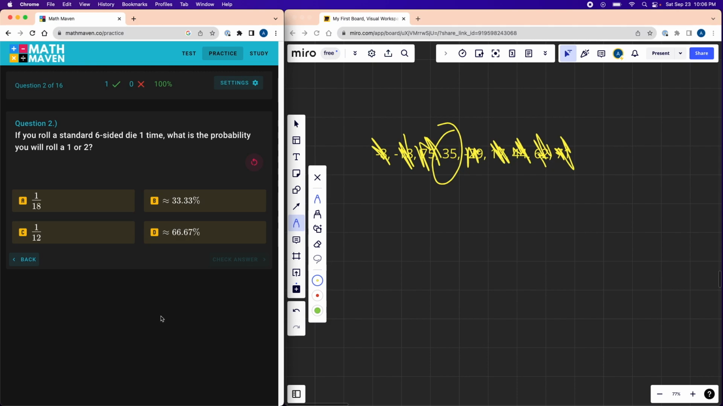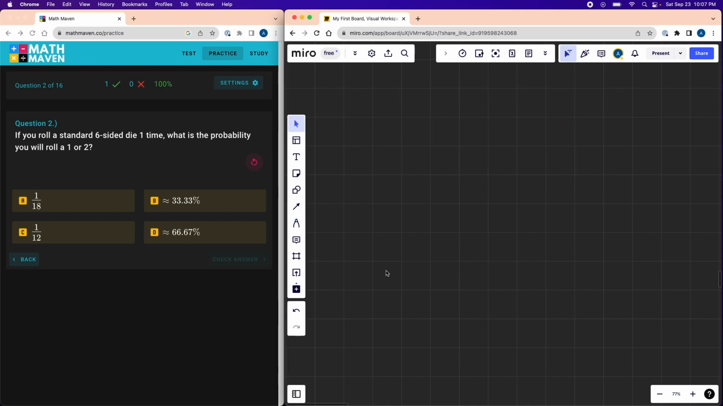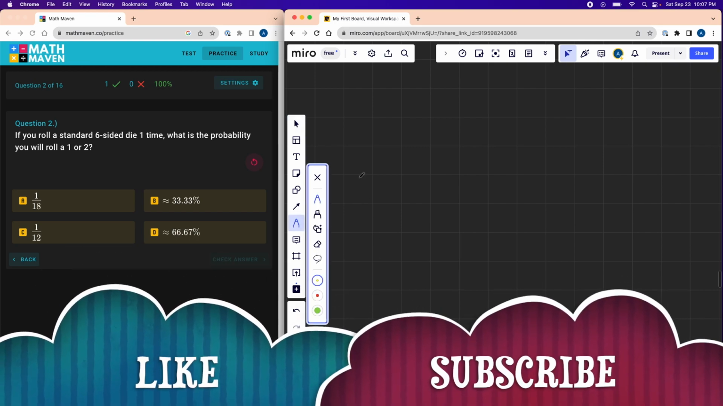Question number 2. If you roll a standard 6-sided die one time, what is the probability that you will roll a 1 or a 2? All right, you roll a die one time. What's the chances that you are going to roll a 1 or a 2? So go ahead, press pause, and try this one out on your own.